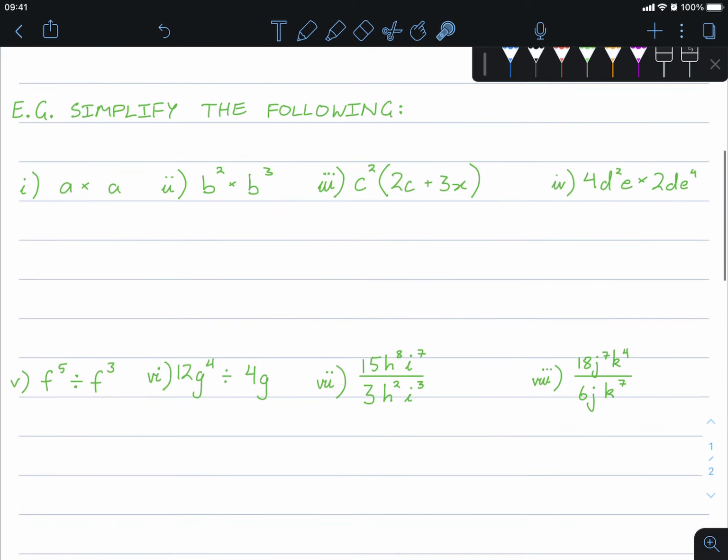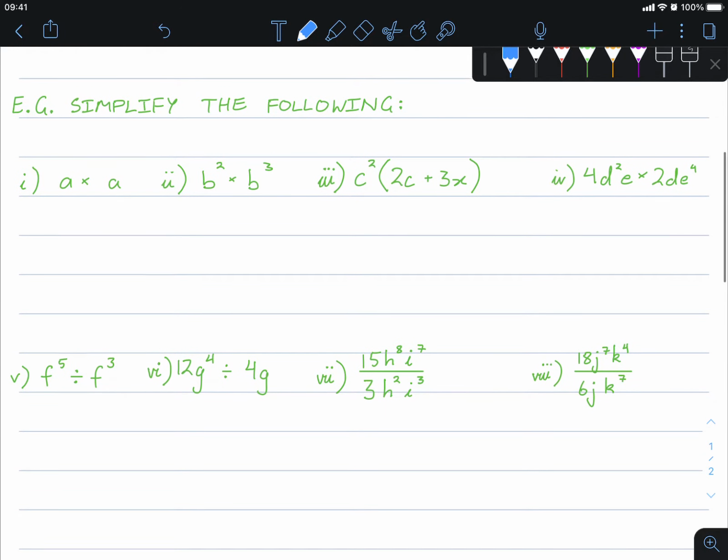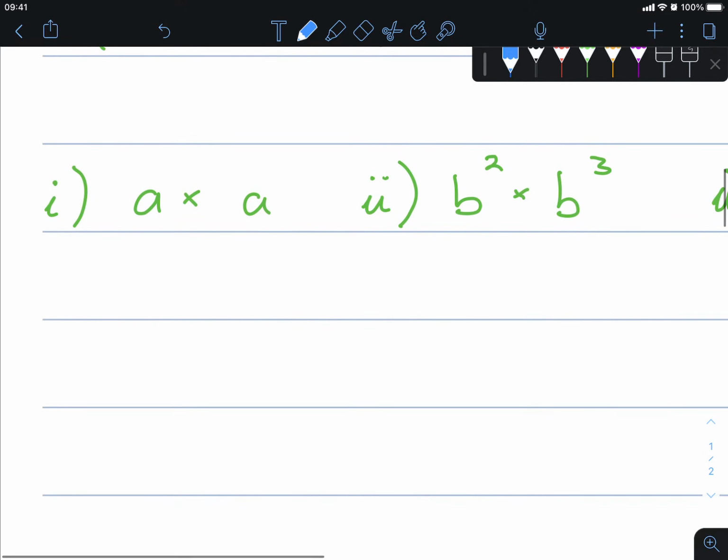So let's simplify the following. You can go ahead, pause the video and give it a go yourself. So here we go. If we have an expression without an index, it's assumed to have a power of 1. So a times a simply becomes a squared, because the two indices 1 and 1 will add.